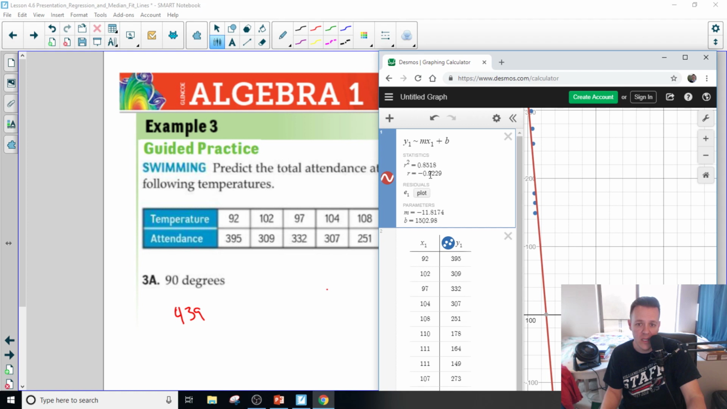Know that the r value right here, okay, is your correlation coefficient. The closer it is to 1, the stronger the positive correlation. The closer it is to -1, the stronger the negative correlation. And we're looking at anything above a 0.5, okay? Anything below a 0.5 usually means you have a weak correlation. And then remember your parameters here. This is your m, that's your slope, okay? There's your formula. So in this example here, my formula would be y equals -11.82x plus 1503. Any questions on that, ladies and gentlemen?